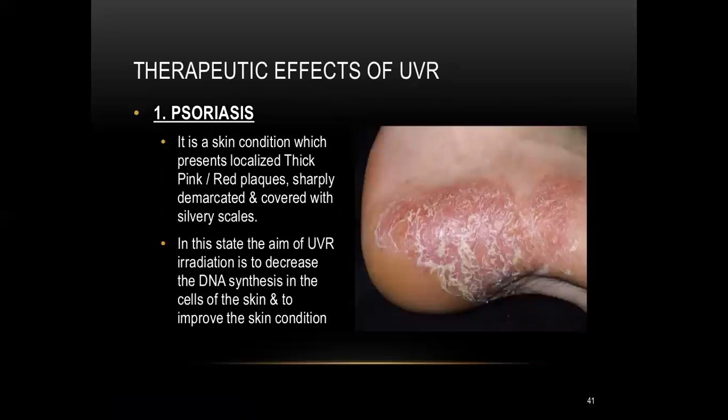Therapeutic effects of the UVR. First, psoriasis. It is a skin condition which presents localized thick, pink, red plaques, sharply demarcated and covered with a silvery scale. In this condition, the aim of UVR irradiation is to decrease the DNA synthesis in the cells of the skin and to improve the skin condition.